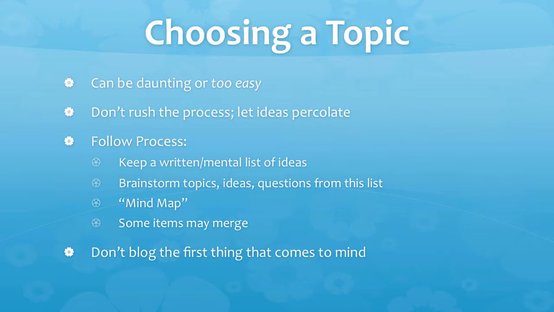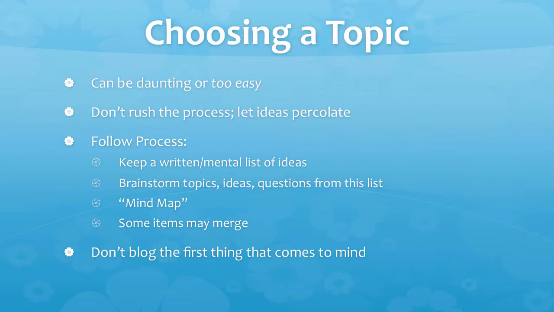Some tips. You can keep a written, sort of mental list of ideas. I actually kind of do this, not for blogging, but for other things. I keep a list on my telephone, or I have this little black notepad that perhaps you've noticed I carry everywhere. And when I have an idea, I write it down. And then another process that you can follow is you can brainstorm ideas.